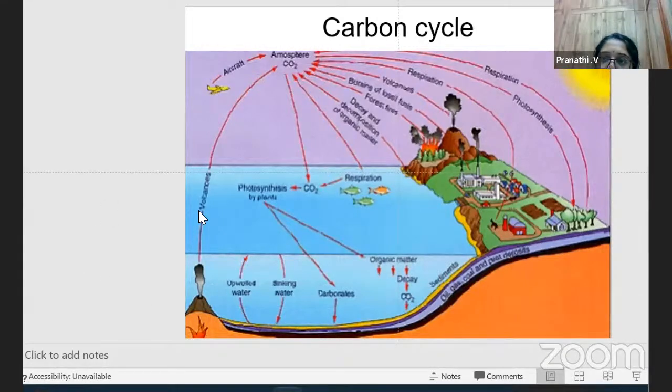And at the same time, as human beings, we are adding a lot of carbon dioxide from different sources to the reservoirs. We burn fossil fuels, then we start manufacturing buildings. All of this adds to the carbon load.